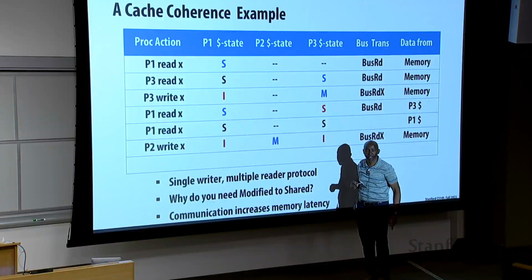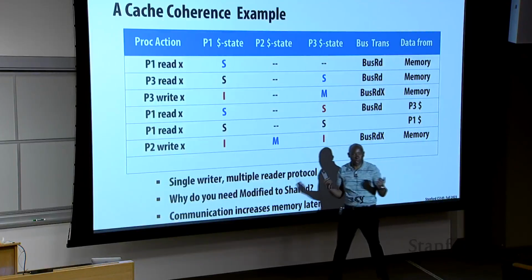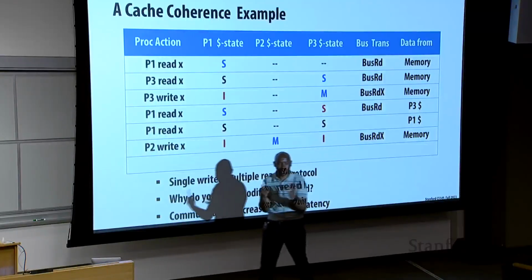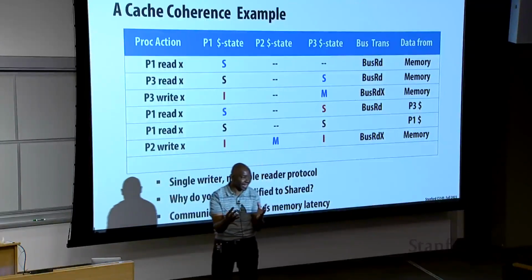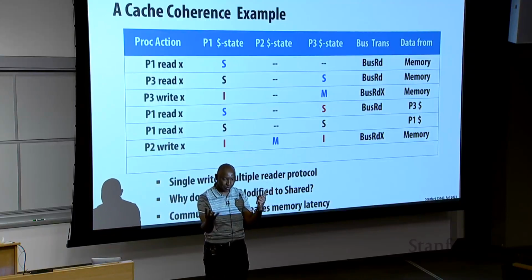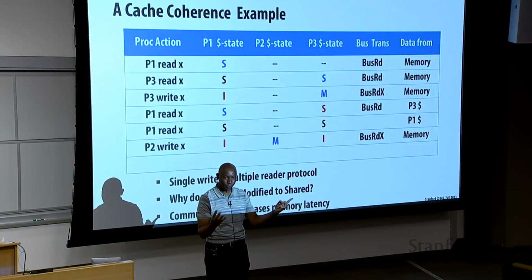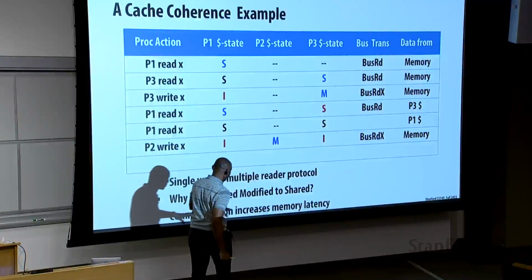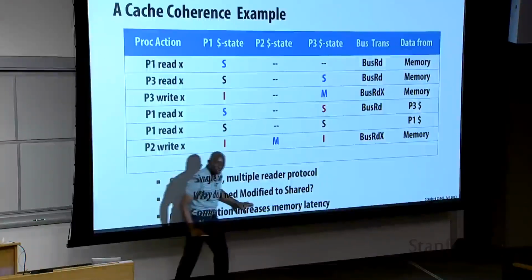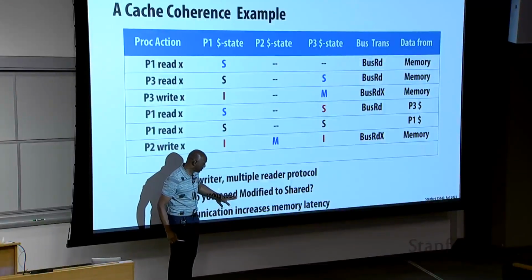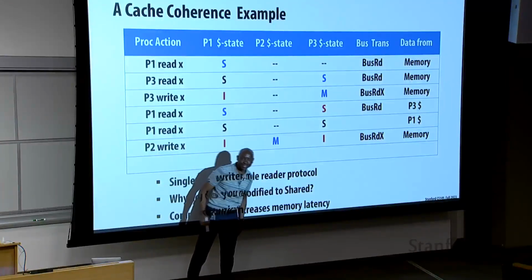Well, otherwise it would have to go to invalid. Right. Well, you need to remember, we can only have one writer. Remember, the invariant we're trying to maintain is single writer, multiple reader, right? So in order to track that transition, we need the transition from modified to shared.